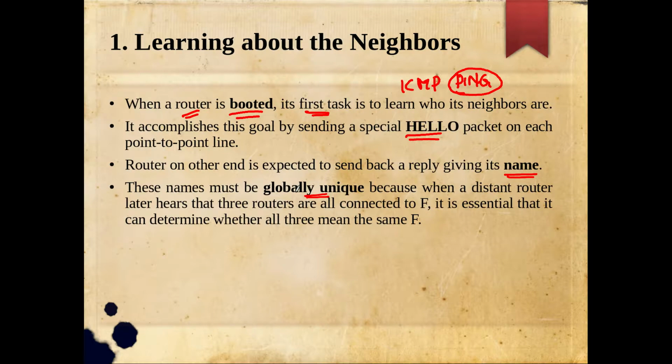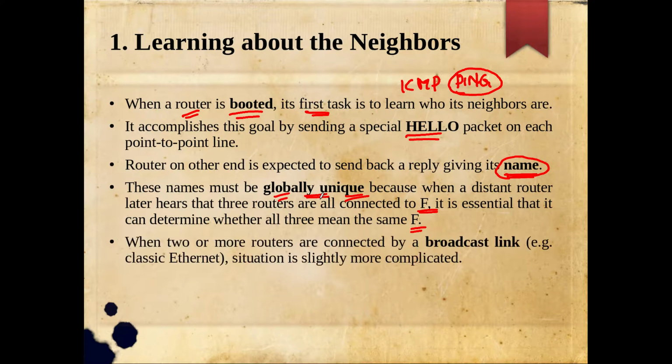Because when a distant router later hears, for example, a distance vector, the fact that three routers are connected to F, it is essential that it can determine whether all these three mean the same F or not. So like that, confusion should not be there. If someone is communicating a particular router name to be F, the same should be communicated by everyone else. So the naming method being used should be globally unique. A good way to do this is by means of IP address, the normal IPv4 address or v6 address. You can make use of it for this purpose.